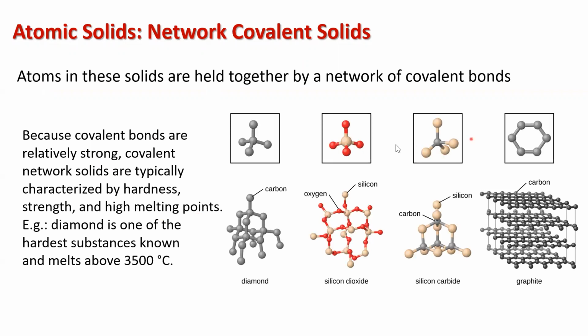So we have a couple of examples here of atomic solids made out of a network of covalent bonds. Diamond might be an example, silicon dioxide is an example, and so forth. So they're a type of atomic solid, but this time the atoms are non-metals, which are held together by a network of covalent bonds. Graphite and diamond are two examples of these network solids.